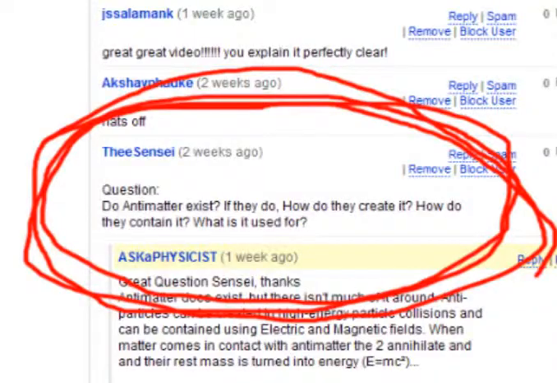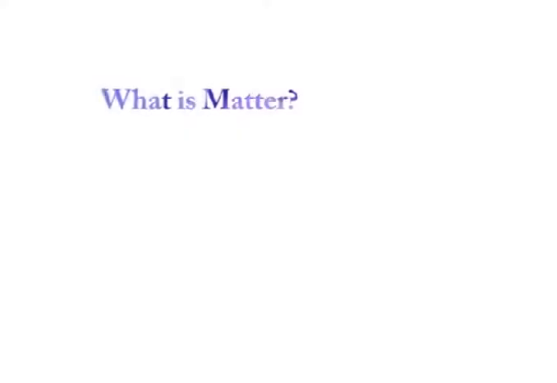Does antimatter exist? How do they contain it? And what is it used for? These are great questions, of course. However, I think here it would be more appropriate for me to start by actually explaining what antimatter is. And to do that, I think it's best to start by explaining what matter actually is.